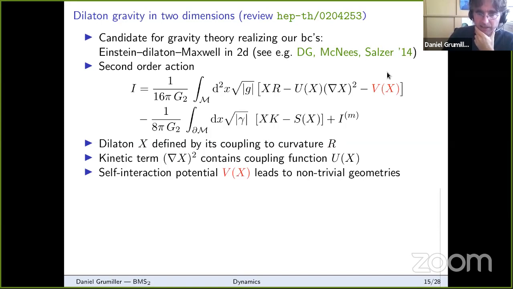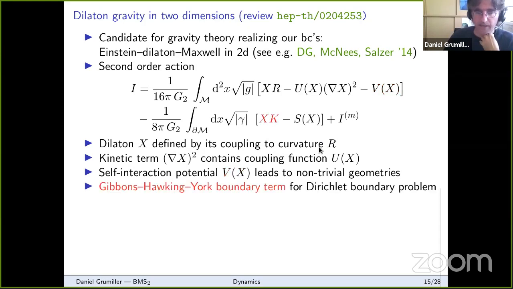Okay, so this is the bulk action. G2 is just the 2-dimensional Newton constant. M is some 2-dimensional manifold, either with Lorentzian or Euclidean signature. And in general, it will have some boundary. So there are also boundary terms contributing to the action. There's the usual Gibbons-Hawking-York-like boundary term.